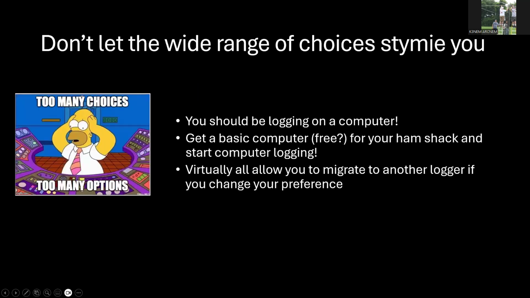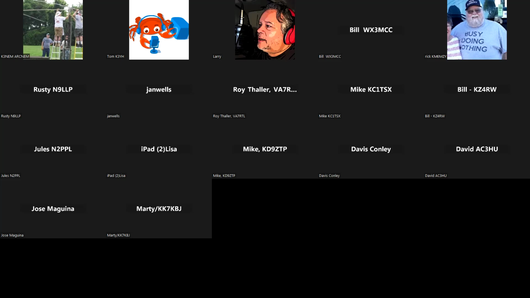So don't let the wide range of choices stymie you. You should get a logger. Get a basic computer. You maybe have one for free that somebody doesn't want. You don't need a big fancy computer to do this. You should be doing it. You should jump in because you can always change later if you decide that it isn't for you because of the ADIF file technique. So that's all I had for that.